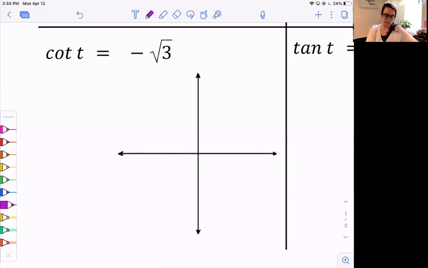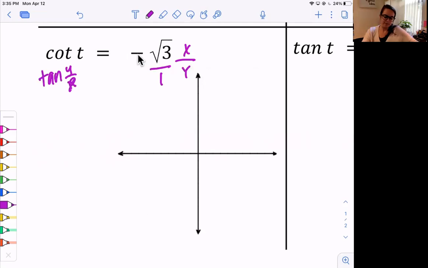All right, cotangent is the opposite of tangent, right? Tangent is y over x, so this would be x over y. X over y, remember it's over 1. So when we have x over y, remember that we could have tangent and cotangent. Remember, it's going to have one positive, one negative.